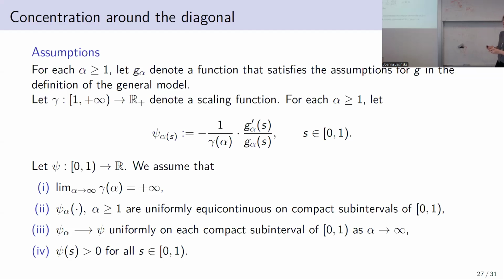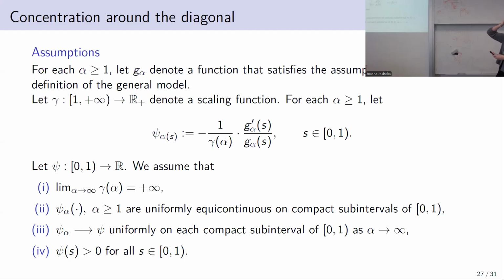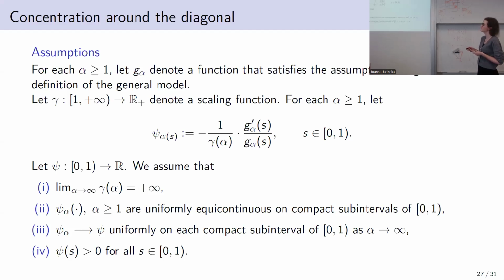The technical part is that we have to describe some scaling function. We have our general model, we have the function g associated with this model. And let me just define this function gamma to be some kind of scaling function. I will explain later why we need it. And for each alpha, I also describe this psi alpha of s using this formula that you can see here. We take some assumptions on those functions.